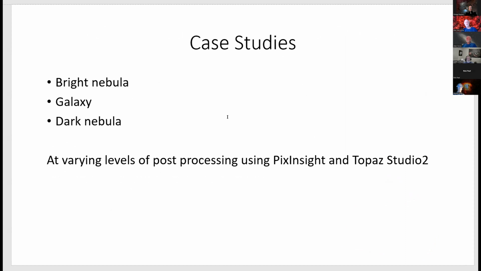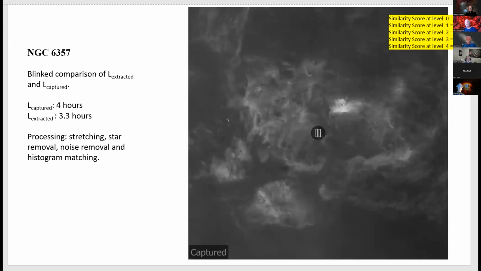I'm going to look at bright nebulae, at least one galaxy, and one dark nebula. These are post-processed in PixInsight, as I said, and some of them a little bit more in Studio 2. So here's the first one.